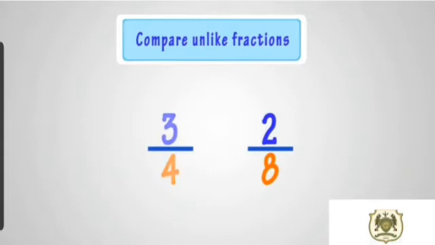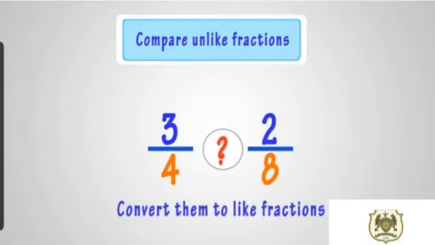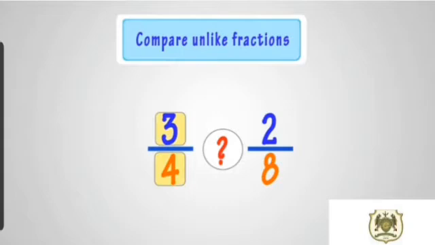Let us take another example. I have 3 upon 4 and 2 upon 8. Again, they are unlike fractions because their denominators are different. I need to compare them, but for that, I need to first convert them into like fractions.